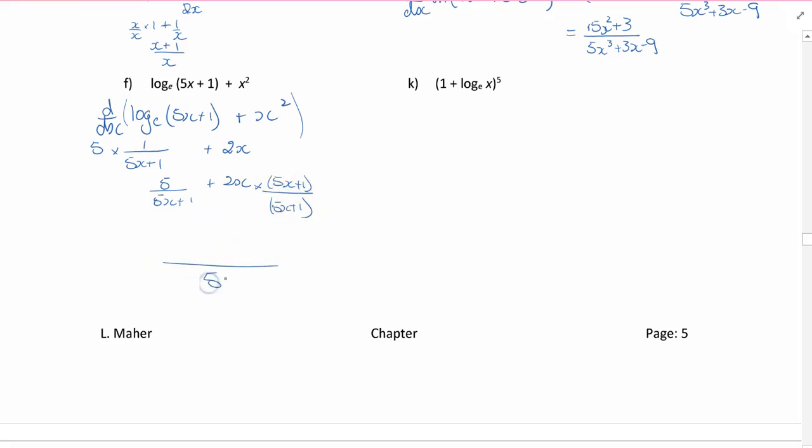You'd get your 5x plus 1 as your common denominator, and you'd have 5 times 2x outside of 5x plus 1. And what's that? 5 plus 10x squared plus 2x all over 5x plus 1. Don't know if that could be factorised. If you could factorise that, you could even end up crossing out your denominator.